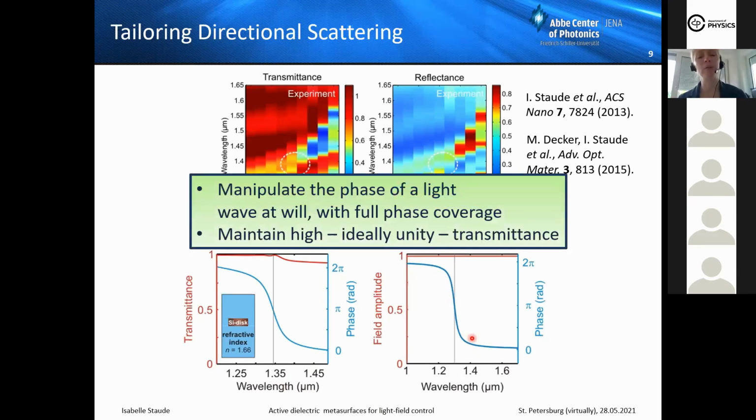So this is now quite useful for waveform control because it means we can manipulate the phase of the light wave at will with full phase coverage of 2 pi while maintaining high, ideally unity, transmittance. And this is what you want. Typically you don't want to reflect much of your light. You don't want to absorb it. You really want to transmit it and manipulate it in the desired way.